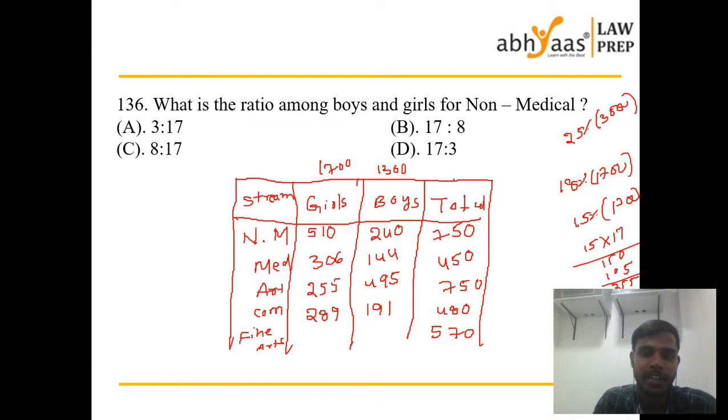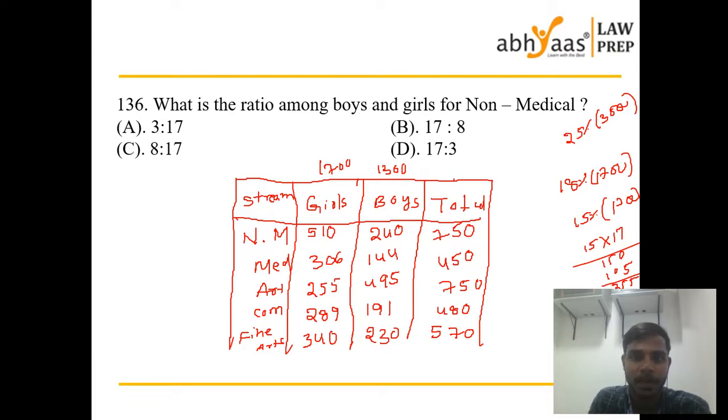20 percentage of 1700 is how much? 340. So 340 is the number of girls. So the number of boys enrolled for fine arts will be 570 minus 340, which is 230. Okay.